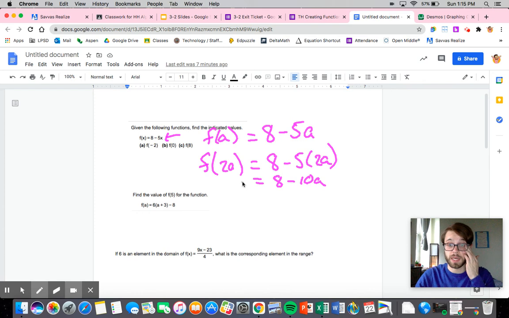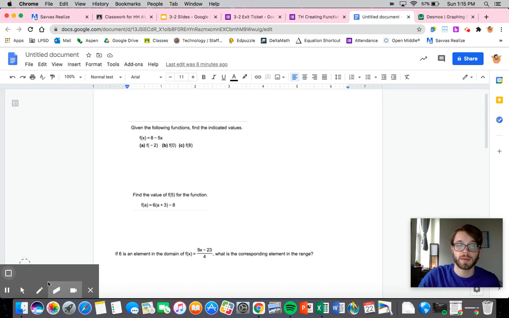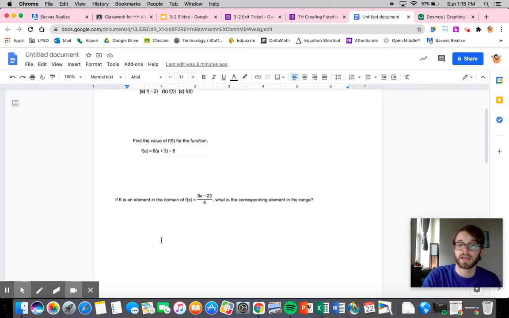So again, you just need to be careful. All you're doing is replacing whatever is in here with the x value that was over here. That's all you're doing. And you just need to be careful and make sure that your variables line up, all right? The last one I just want to quickly go through, I think it's a little bit more conceptual, just for us to think about. So if 6 is an element of the domain of f of x is equal to 9x minus 23 all divided by 4, what is the corresponding element in the range?